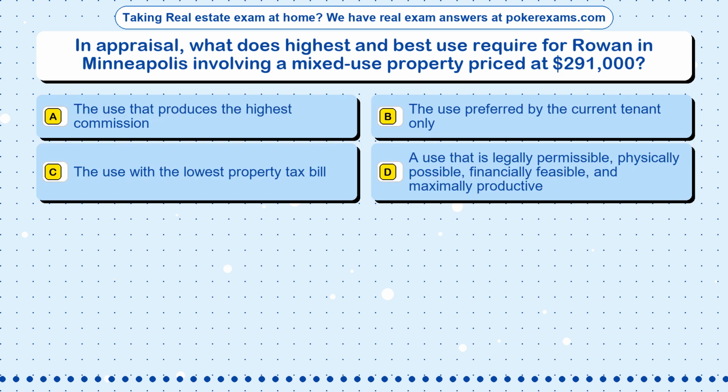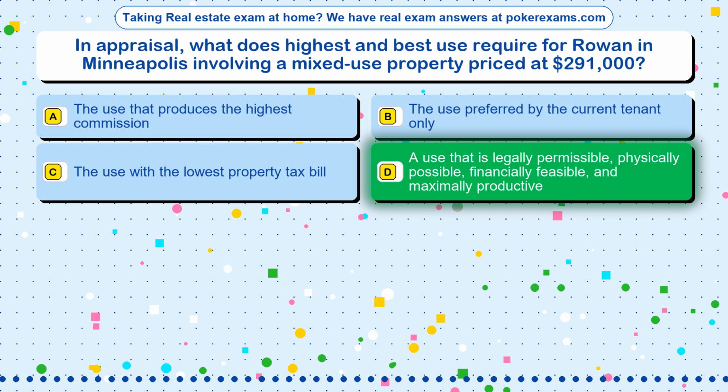Question 28. In appraisal, what does highest and best use require for Rowan in Minneapolis involving a mixed-use property priced at $291,000? Option A. The use that produces the highest commission. Option B. The use preferred by the current tenant only. Option C. The use with the lowest property tax bill. Option D. A use that is legally permissible, physically possible, financially feasible, and maximally productive.